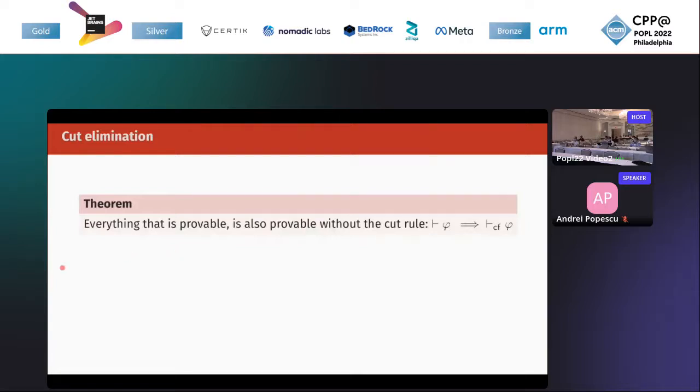An important metatheoretical result about sequent calculus is the cut elimination theorem. It states that everything that is provable is also provable without the cut rule. That is, if we have a proof of some formula phi, then we also have a proof of phi in the sequent calculus without the cut rule. From here on, we're going to use this notation, Gentzen-style with a subscript, to denote cut-free provability.